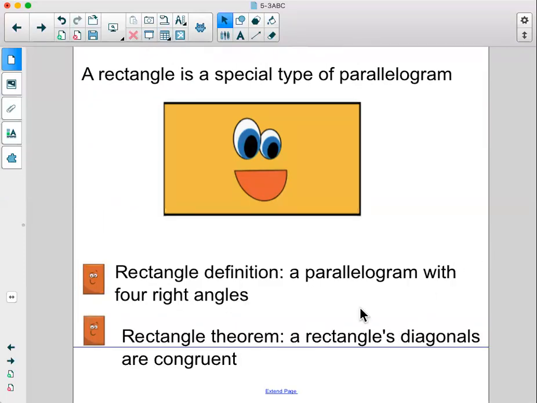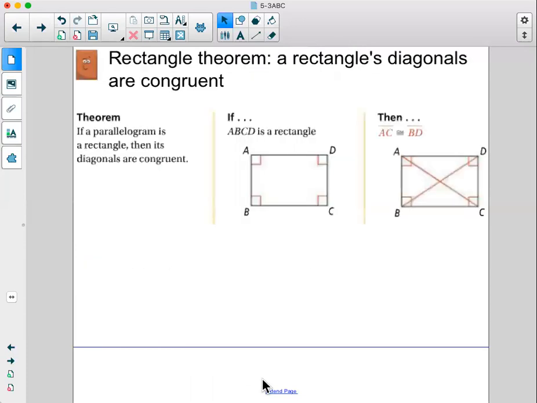So we've got the definition of a rectangle: a special parallelogram with four right angles. And the rectangle has one handy-dandy theorem all its own, which states that if it's a rectangle, the diagonals will be congruent. Notice, if the parallelogram is a rectangle, then the diagonals are congruent.